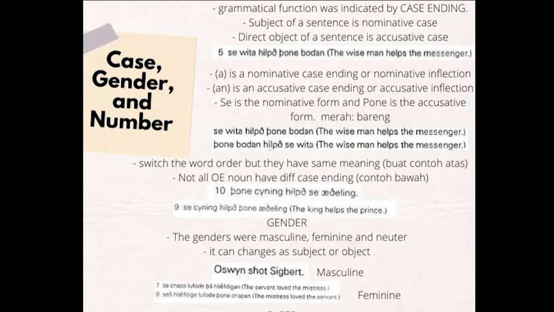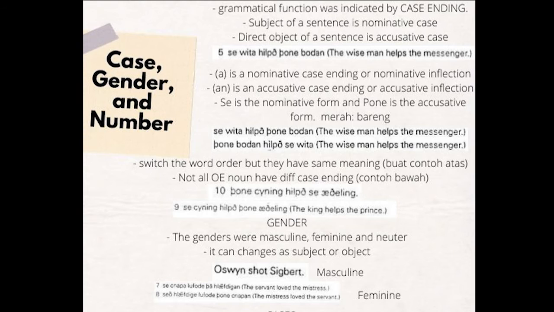In example number 5, the A ending marks the subject of a sentence, while the N ending marks the object of a sentence. A is a nominative case ending, or we can call it nominative inflection. N is an accusative case ending, or we can call it accusative inflection.